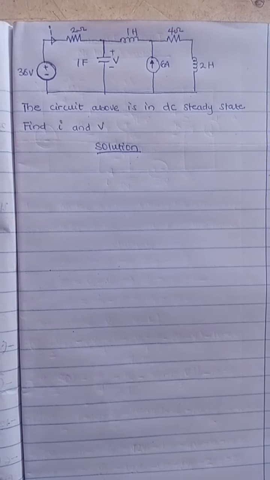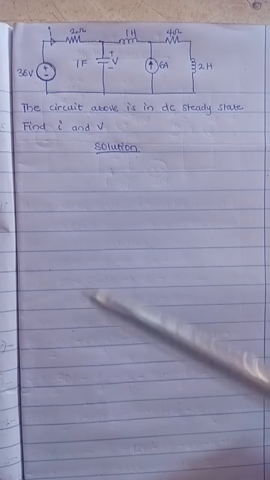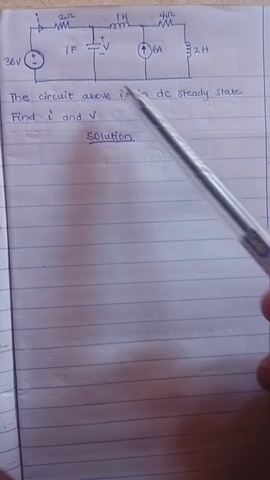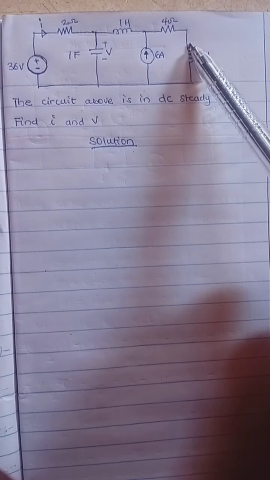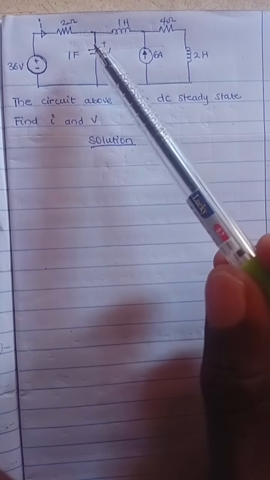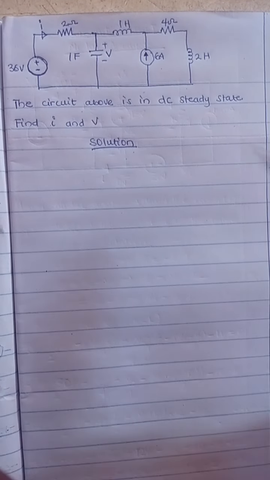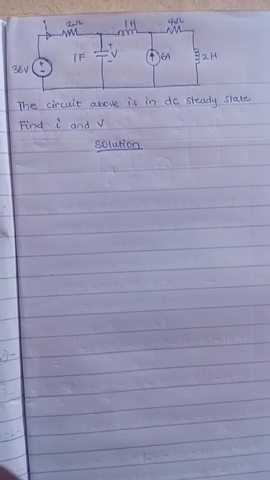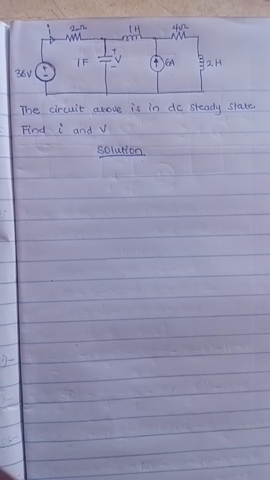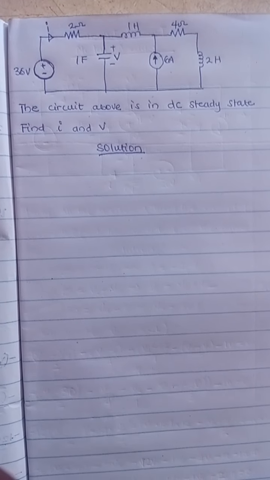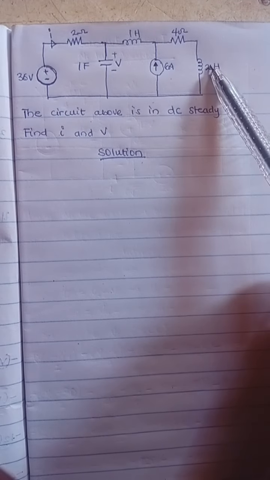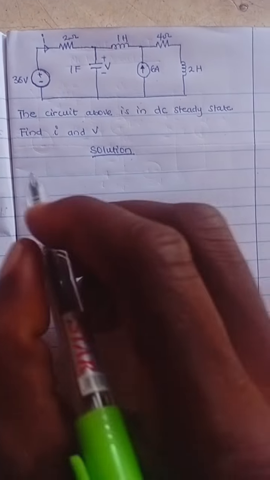What happens in DC steady state analysis is that you short out all the inductors, so inductors become short circuits. This inductor becomes a short circuit. Then capacitors become open circuits. So pay attention once again: when you are dealing with DC steady state for an RC or RLC circuit, the capacitor becomes an open circuit and the inductor becomes a short circuit. So let's redraw the circuit.